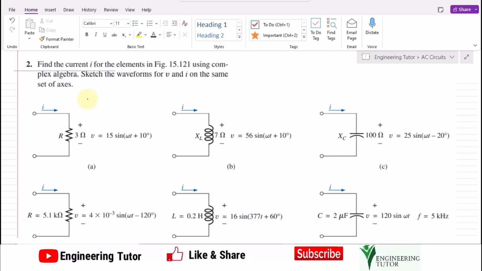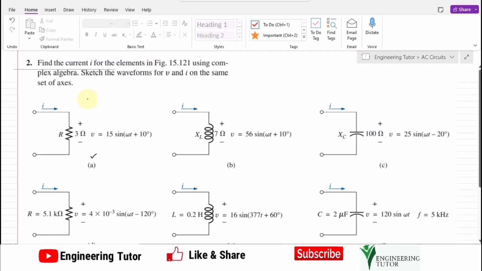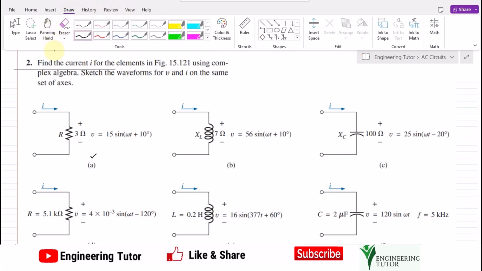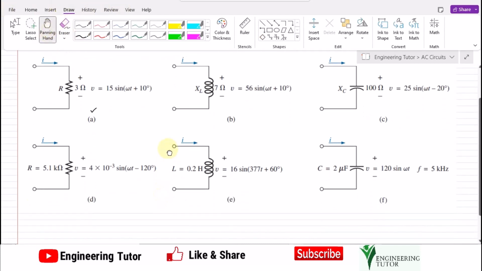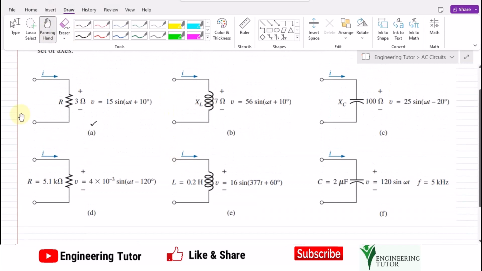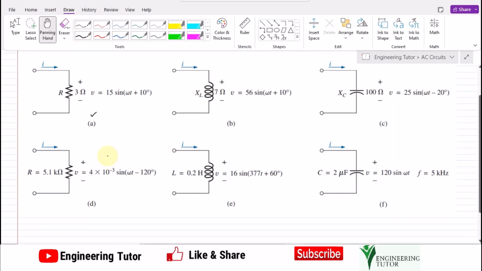So here we have this first question, and in this video we are going to discuss this first circuit in order to formulate the general strategy of solving these types of circuits. So let me go down and start solving it. This is the circuit here, let me call it A, and the value of resistance is 3 ohm.